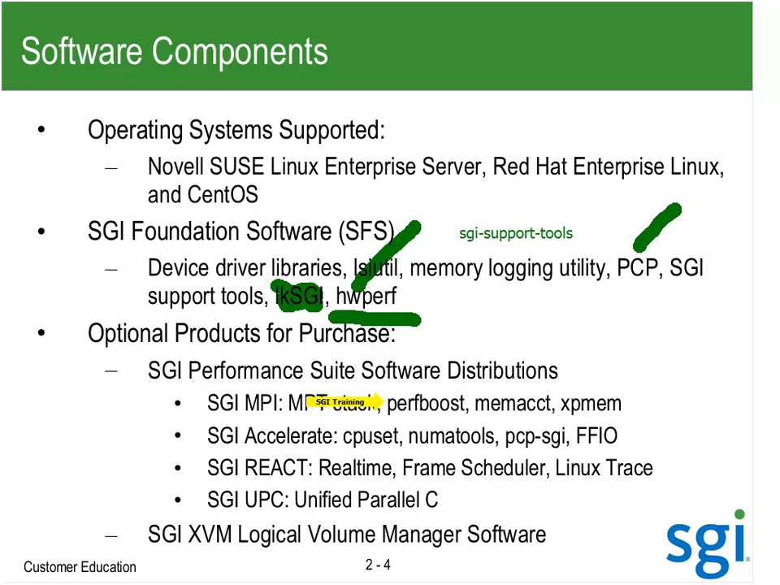If you're in the batch market with PBS Pro, there's a command memacct that will give me true memory usage. And we also need something called XPMem. XPMem is for cross-partition, but it is used on ICE. MPT depends upon XPMem, even if I don't have a NUMAlink system. There's also the Accelerate package that has CPU set capability. You don't need Accelerate to do CPU sets, but we've added a couple of packages in a library there. But we do want NUMA tools, and we do want PCP-SGI.